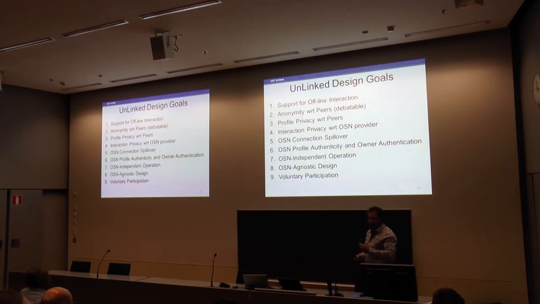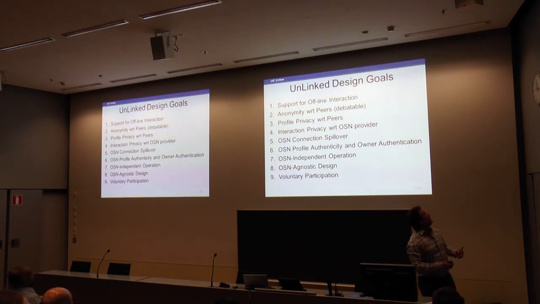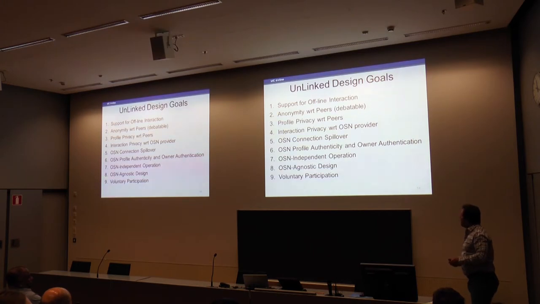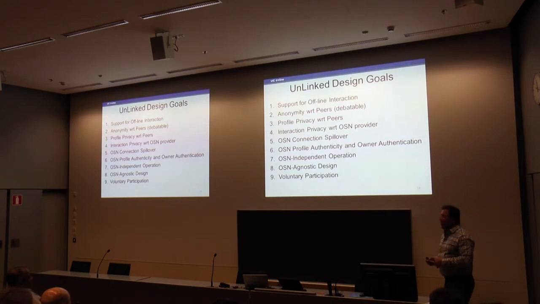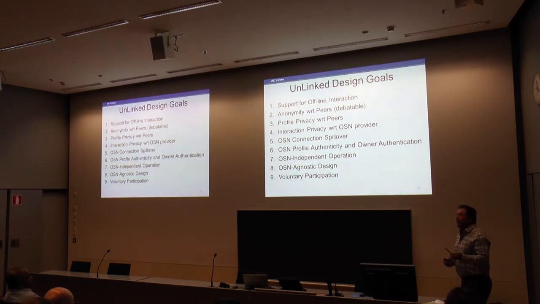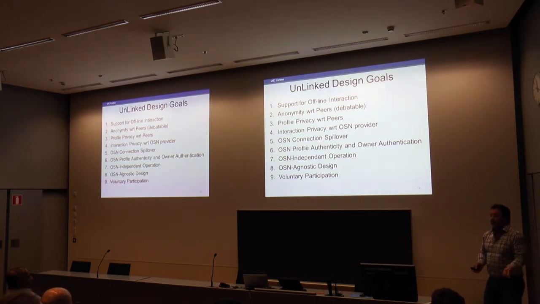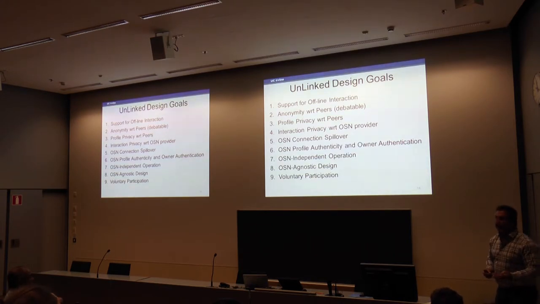So this leads to our more granular design goals for this system, which is most generally support for offline interaction. That's all well and good. Ideally, we would like to have anonymity with respect to peers. That means that if you interact with somebody and later establish a connection, that anonymity doesn't mean anything, because obviously you're willing to disclose your ID or your name or both. But let's consider interactions that do not lead to anything, spurious interactions that do not translate into a mutual revealment of names or subsequent connection on the OSN.